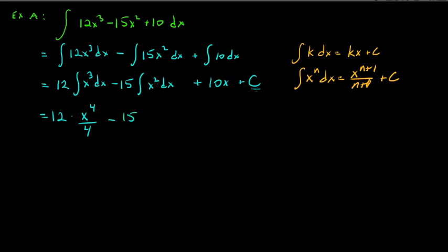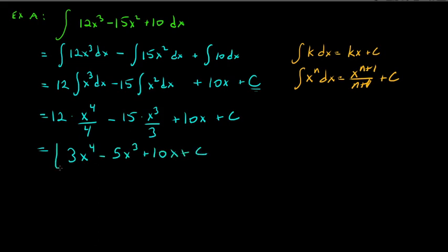So minus 15, and now here, n is 2, so 2 plus 1 is 3, right? So this will be x to the 3 divided by 3, right? Divided by that new number. And then we already have the plus 10x plus c. We took care of that earlier. And so now we just divide 12 by 4 to get 3. So that's 3x to the 4th. Negative 15 divided by 3 is negative 5. So negative 5x to the 3 plus 10x plus c. And there we go, right? That should be the answer.